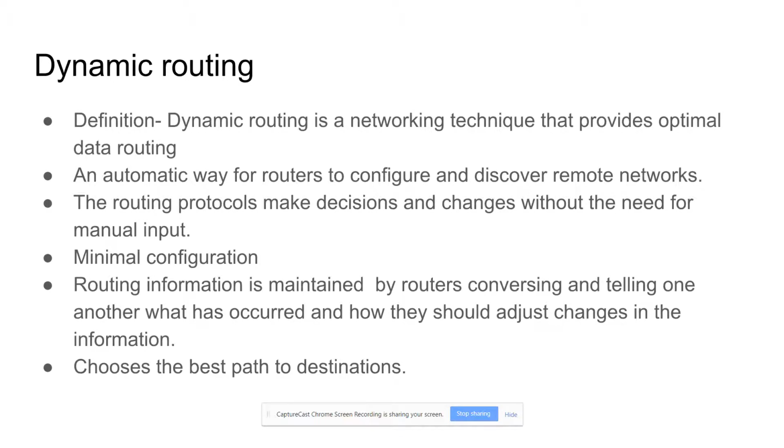Dynamic routing is a network technique that provides optimal data routing. And dynamic routing is when you don't have to manually put in the routing information. The routers will do that by themselves. And since there's minimal configuration and the routers are able to communicate with each other, there's not a lot of maintenance to it.